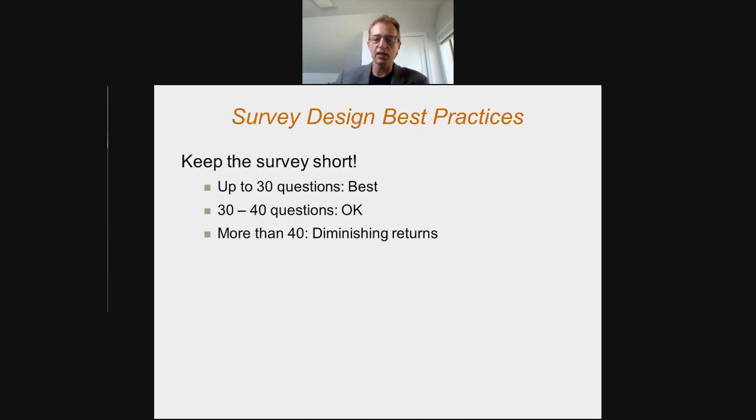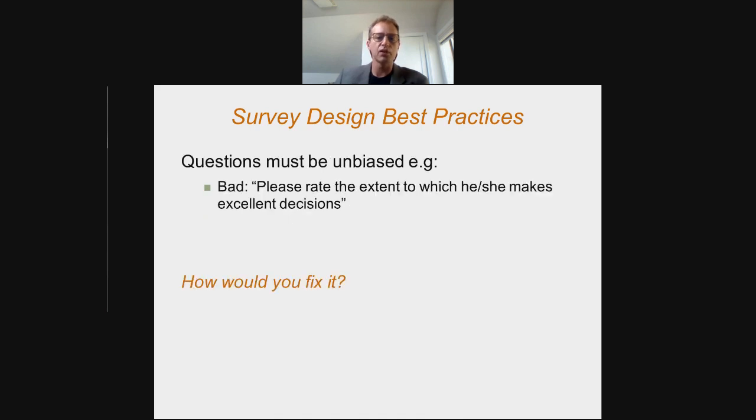Moving along is another point over here that I wanted to show you, the bias. Actually, I've dealt with this already, but let's just look at what the solution should look like. Please rate the extent to which he or she makes excellent decisions. So how would you fix something like this? I'll give you a clue, you can't just take out the word excellent. If you want to ask about someone's decision making and they're going to be rated on a scale of 1 to 10, then what should the question be? Any ideas?